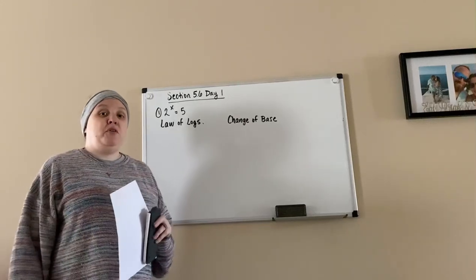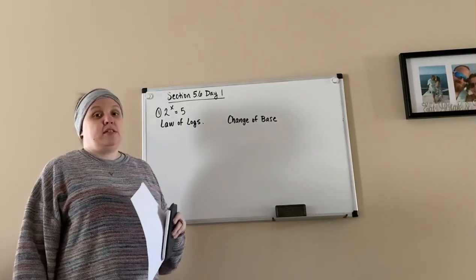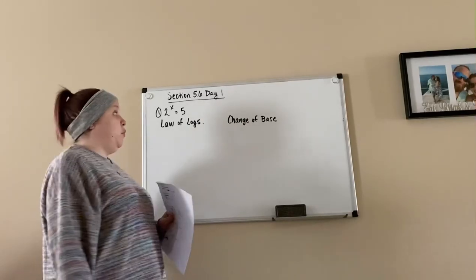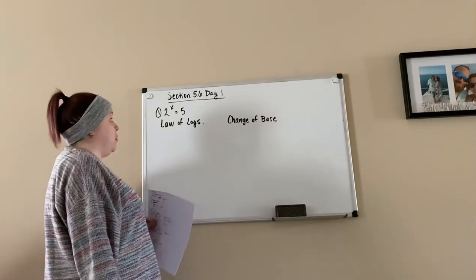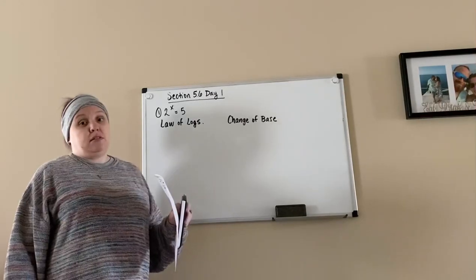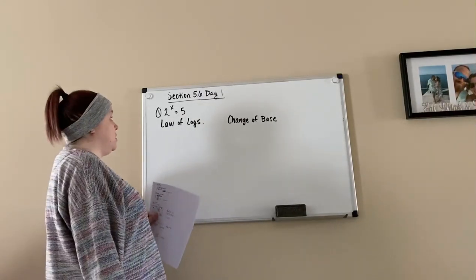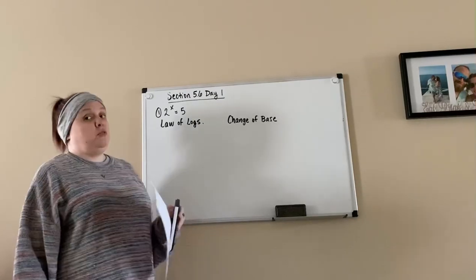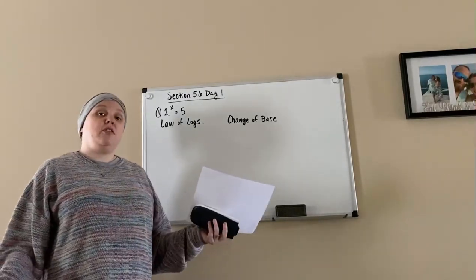Okay, so today we're doing our last section, day 1, section 5.6, and we are going to learn how to solve some exponential equations that don't have the same bases. So if you look at our first problem here, 2 to the x equals 5, notice 2 and 5 have nothing in common with each other.